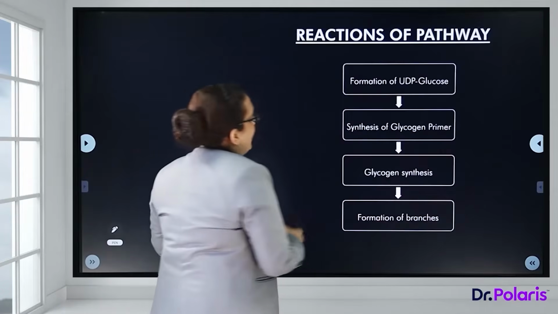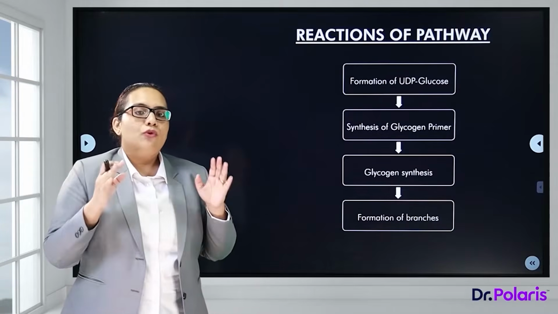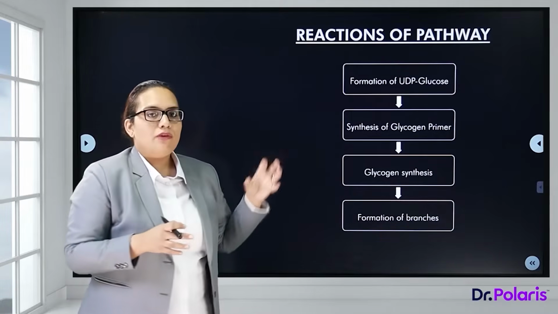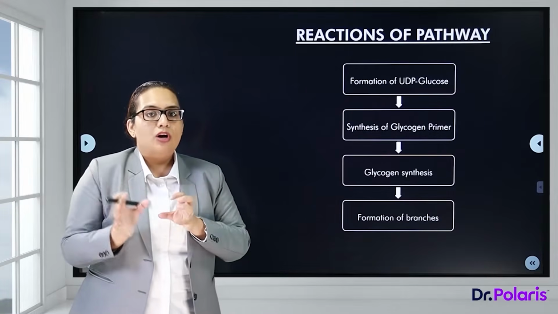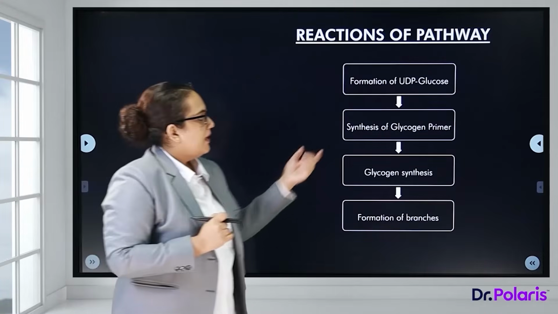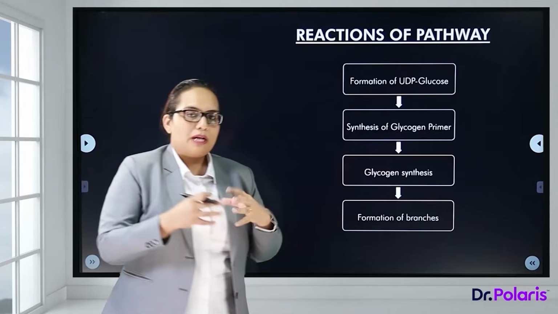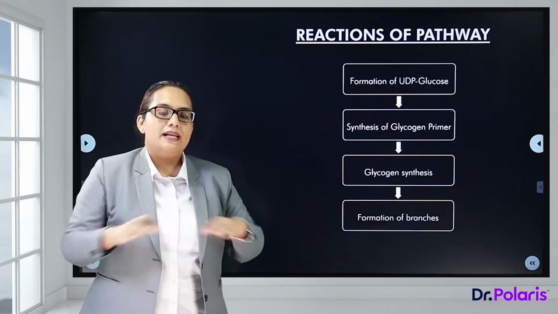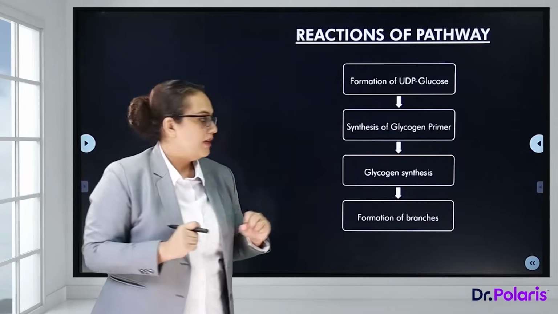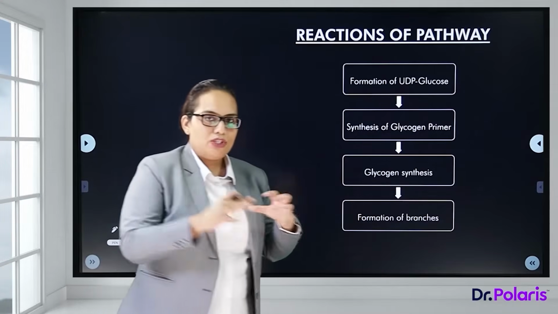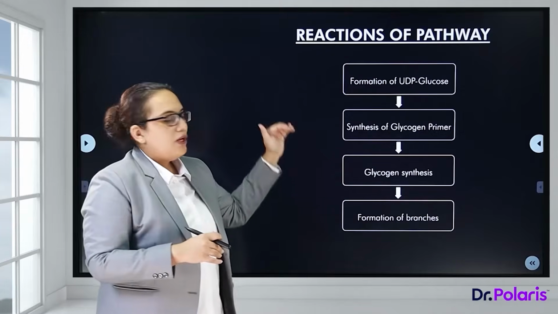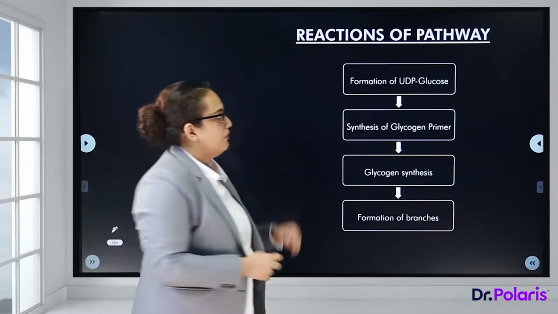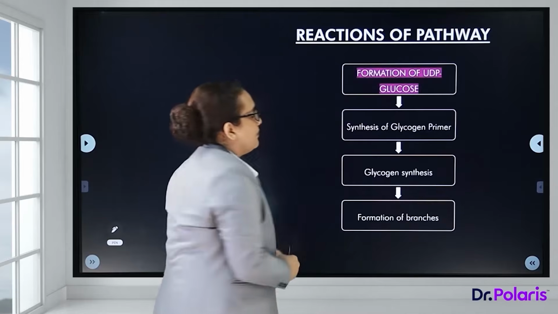So let's have a look at the steps of the pathway. There are four main steps, starting with formation of UDP glucose. As I've told you earlier, UDP glucose acts as a donor of glucose for the glycogen. Next is formation of a glycogen primer. This is the foundation on which the entire glycogen molecule is built. And then you have the main glycogen synthesis, and finally addition of the branch points. Now let's have a look at the steps one by one, starting with formation of UDP glucose.